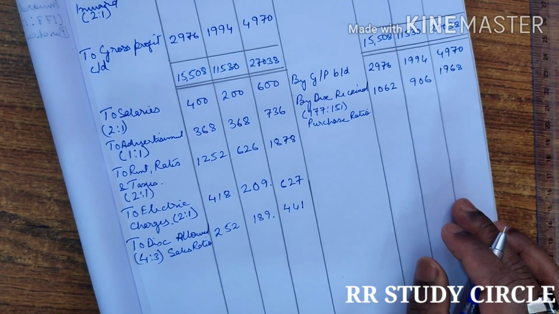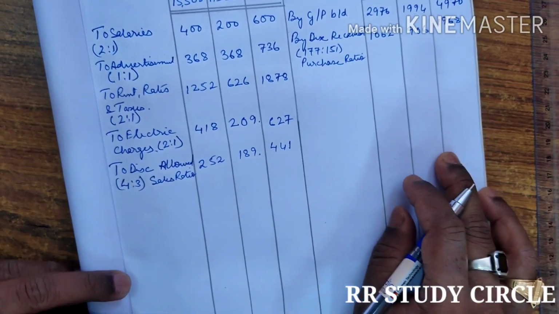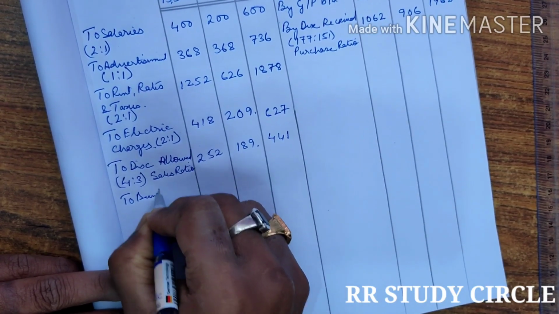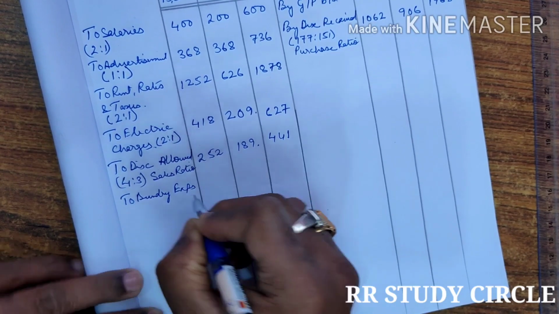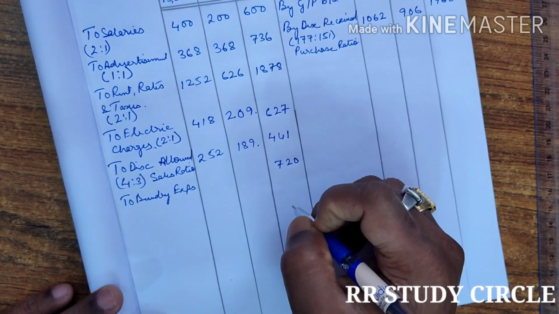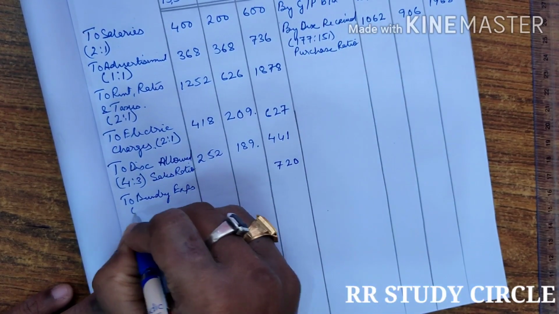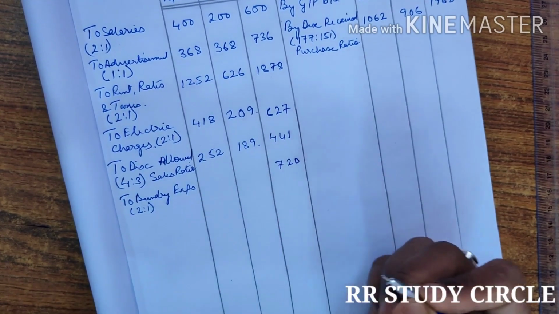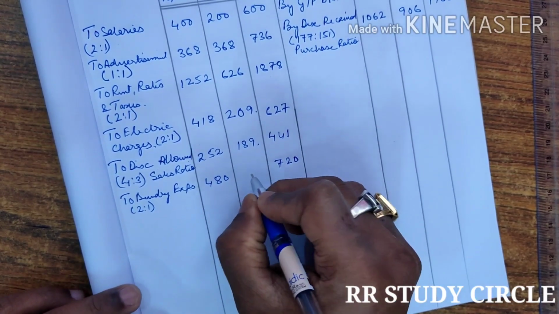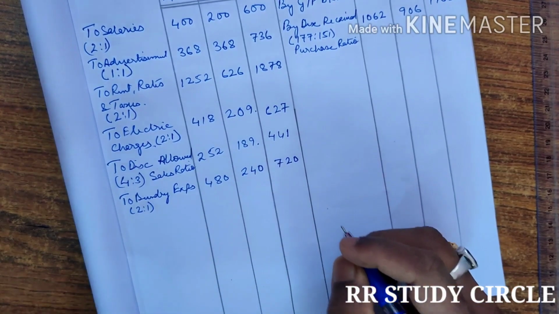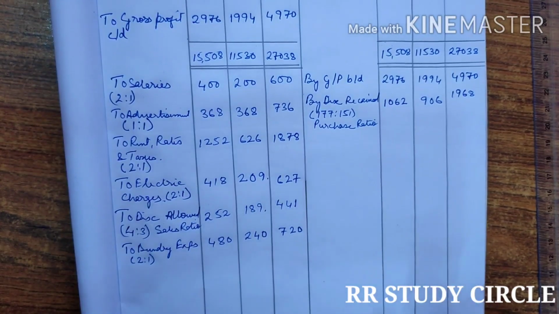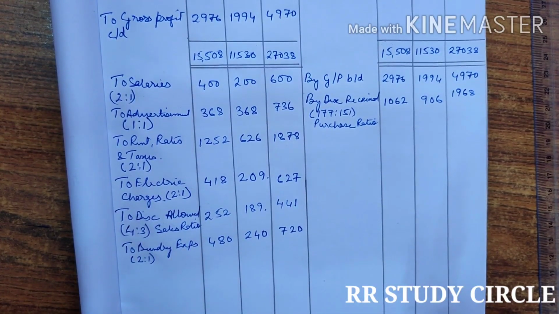One more item is left out, that is your sundry expenses. Sundry expenses is an expense, so it will come on the debit side. How much? 720. It has been mentioned in the question that sundry expenses are also to be allocated in the ratio of 2:1. So 720, if you allocate, comes to rupees 480 and 240. So all the items have been done. You can have a look. The profit and loss items have been properly done.